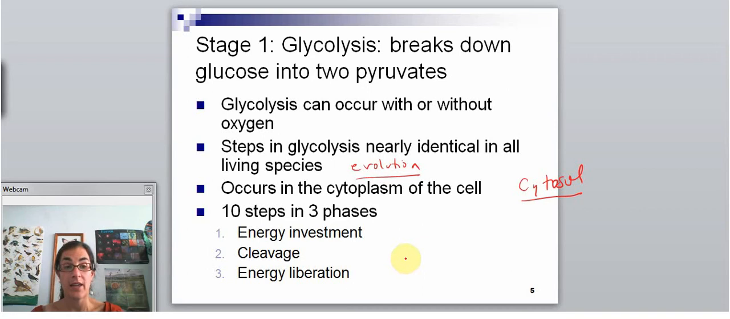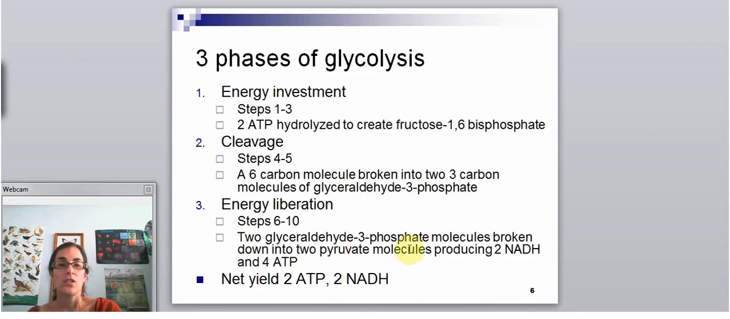So there's 10 chemical reactions, but we can break them into these more simple categories of steps. And so remember, you don't need to remember every single one of these 10 chemical reactions, but you do need to know the big picture of what's happening in glycolysis and what goes in and out. So we'll start with the energy investment phase. So glucose is going to start out here and it's going to be modified using ATP. So this is called energy investment because it's actually going to have to use 2 ATP.